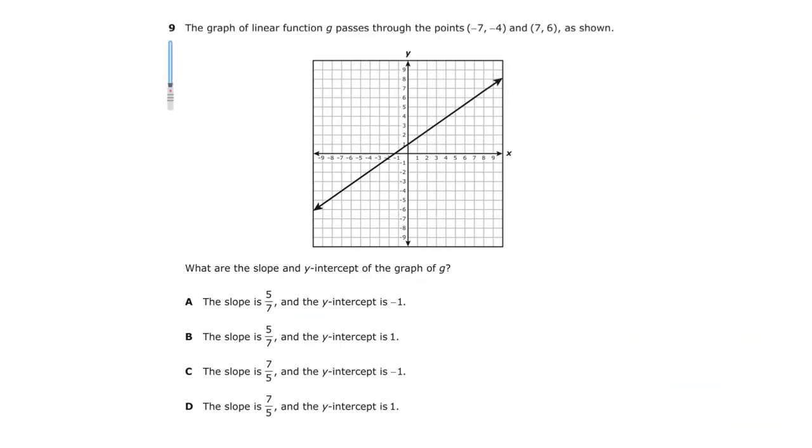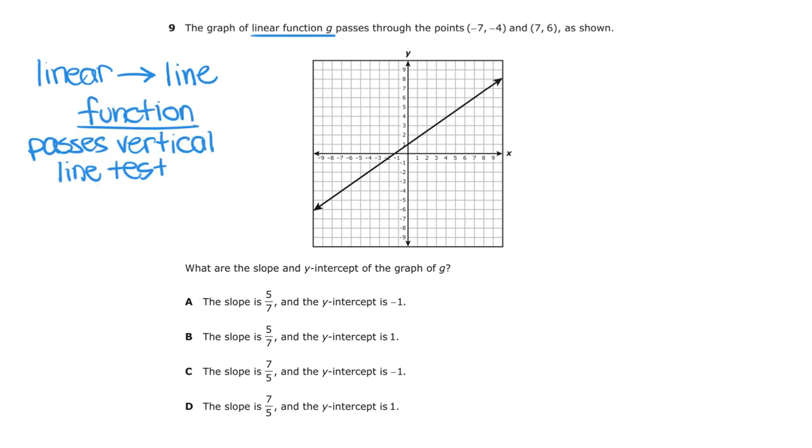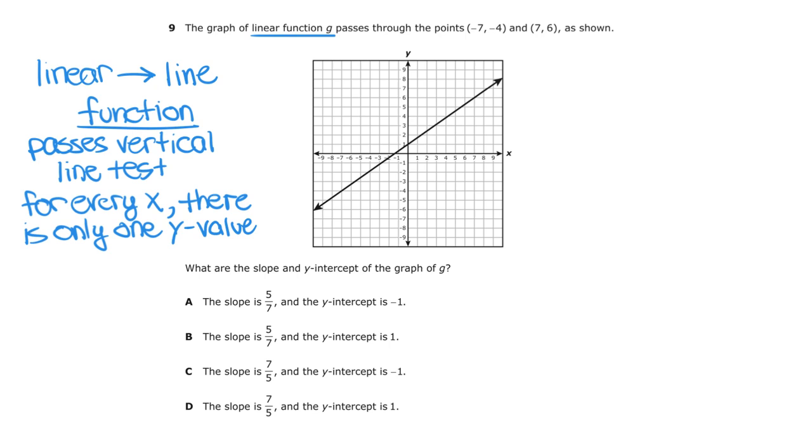Question 9. The graph of linear function g passes through the points (-7, -4) and (7, 6) as shown. First, let's make sense of the vocabulary here. The linear function g. Well, a linear function is a line that passes the vertical line test, meaning for every x, there's only one y value. And they're calling this function g. I don't know, for Gary?